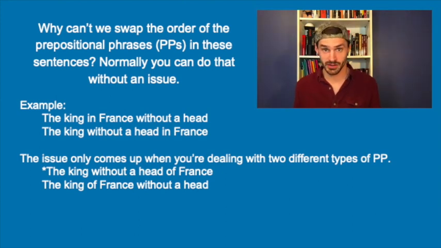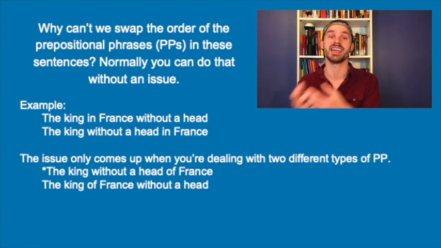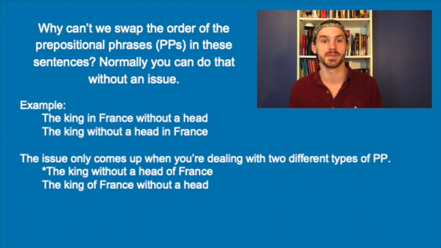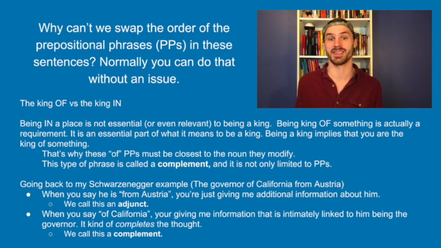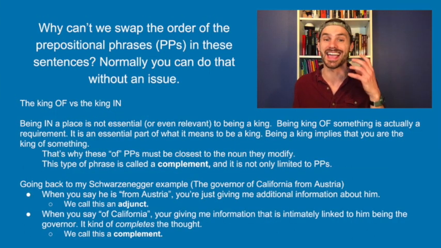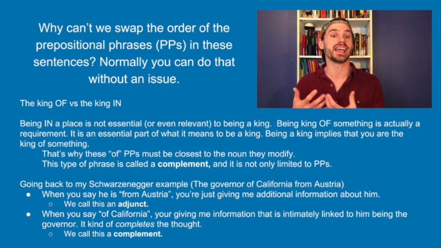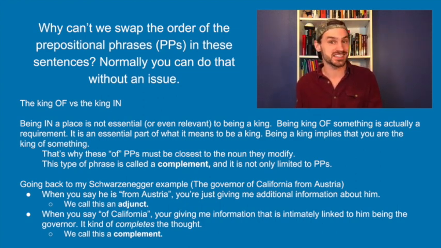So let's talk about these two different types of PPs. And actually, it's not even the type of PP that's important. It's the relationship between the PP and the noun. So let's take a look. Being the king of something is very different than being the king in a place. Being in a place is not necessarily essential or even related to being a king. Being the king of something actually is a requirement for being a king in the first place. It's an essential part of what it means to be a king.